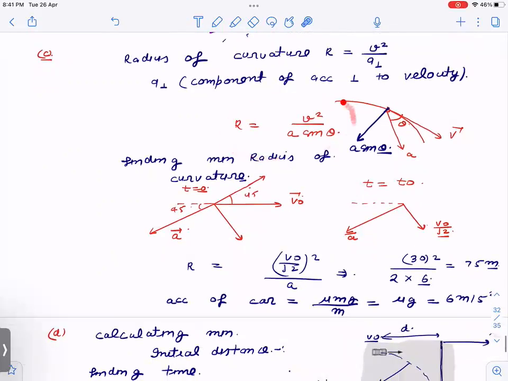We can apply this formula now. R is equal to, here velocity is v naught by root 2, squared. Acceleration we have found, that was 6. So v naught is 30, you can substitute and find out 75 meters. That makes this option also correct.